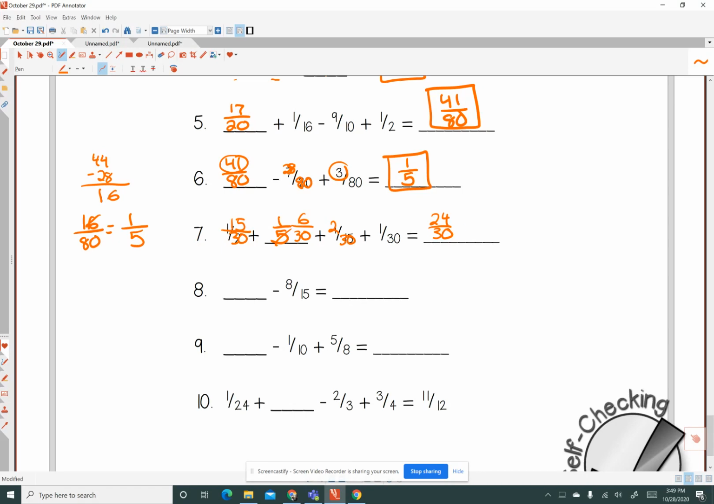Which we can easily reduce because both of these are divisible by 6, which will give us 4/5. That's our final answer there. So 4/5 goes here, and 5 is a factor of 15. 15 is a multiple of fifths. So 5 times 3 is 15. 4 times 3 is 12. So 12/15 minus 8/15 is 4/15. And we'll put that here.